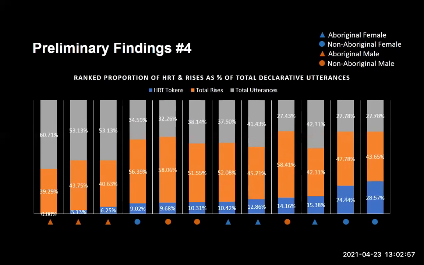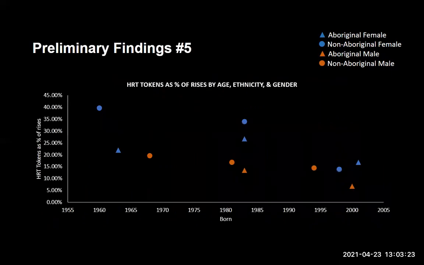On a ranked scale from least to most high-rising terminals as a percentage of total declarative utterances, we notice 3 of the Aboriginal participants grouped at the lower end of usage regardless of age or gender, and 2 non-Aboriginal participants in the most frequent end of the scale, and both Aboriginal and non-Aboriginal participants sharing the centre. Plotting each participant in terms of percentages of rises which involve HRT and looking at all 3 social predictors, we see again that female participants are largely using a higher proportion of high-rising terminals than male participants, and that Aboriginal participants are generally producing less than non-Aboriginal participants.